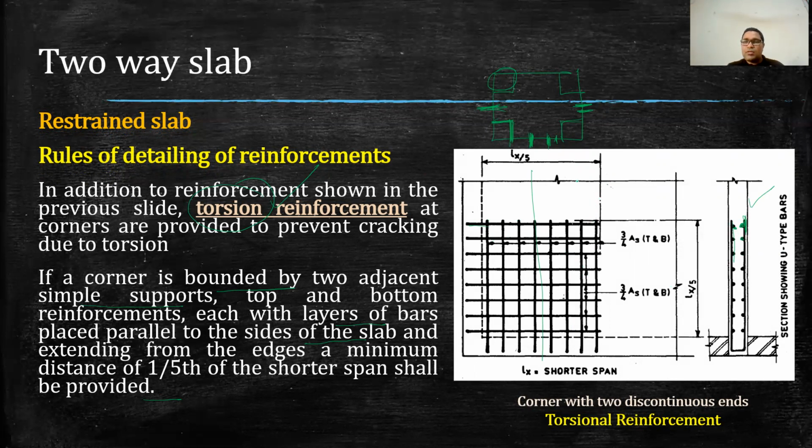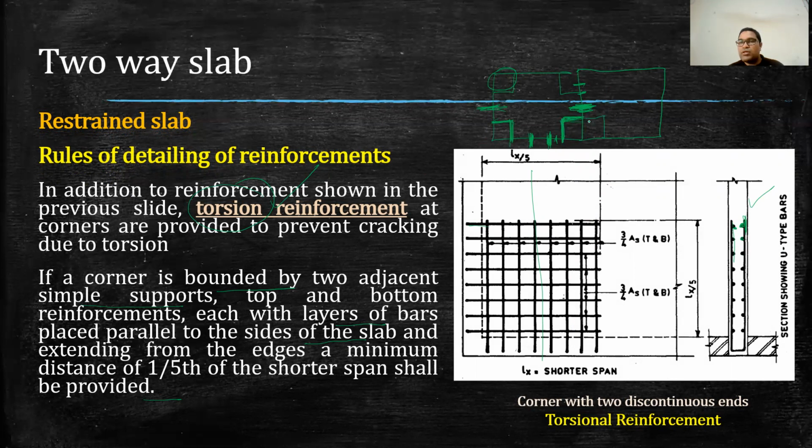Similarly, there will be a corner which is contained with one discontinuous and one continuous edge, like this corner. How do we provide in that case? Because it is continuous, it means there will be a slab also, and only then this edge will be continuous. So in that case, one corner will be this one and the second corner for this slab.